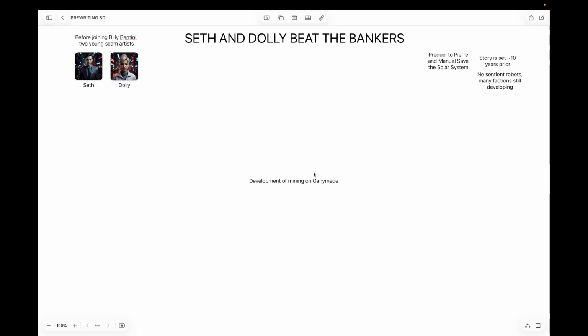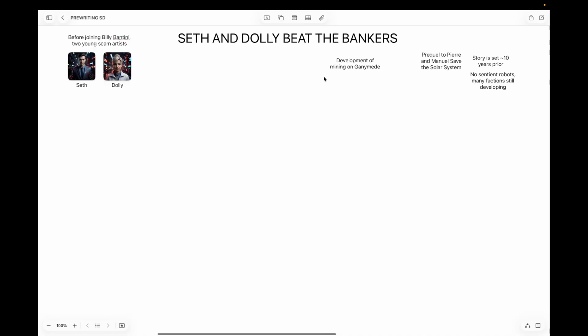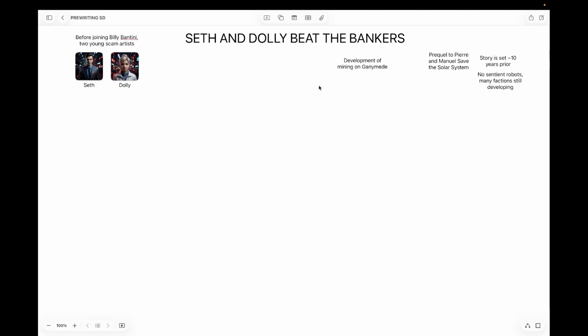Because one of the ideas in the original story was that a group of space pirates takes over the moon of Ganymede and gets their weapons from Seth and Dolly, who are weapons arms smugglers. But that hasn't really taken hold yet. In this part of the story, humanity is just starting to develop mining on that world. So we're gonna have that going on.